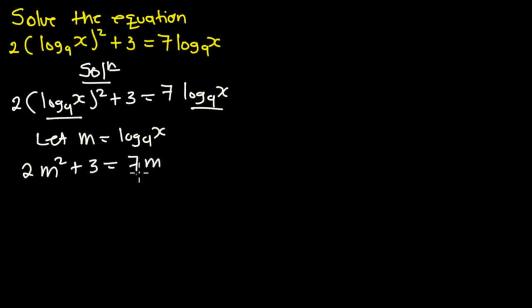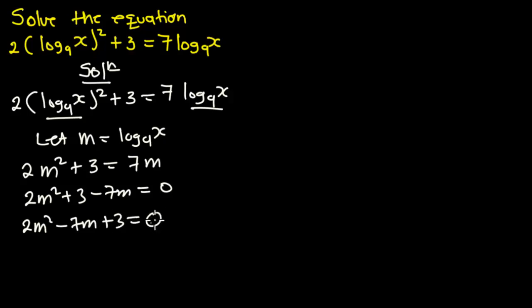Now from here, let's bring everything to the left hand side so that the right hand side will become 0. So we are going to have 2m squared plus 3 minus 7m is equal to 0. Now let me rearrange this. So we are going to have 2m squared minus 7m plus 3 is equal to 0.